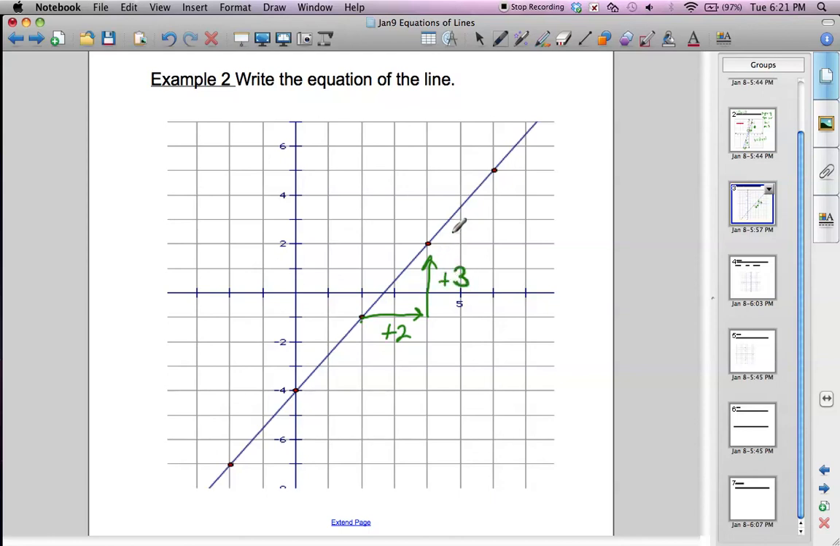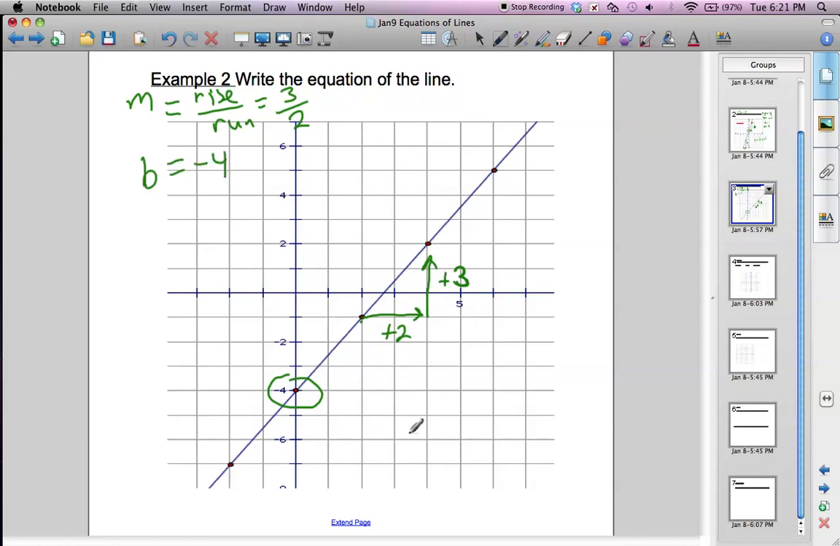Okay? So the slope is always rise over run, change in y over change in x. So the slope is going to be 3 over 2, change in y over change in x. And so that's 3 over 2, that's our slope. And we look, we have our y-intercept down here. The y-intercept is equal to -4.